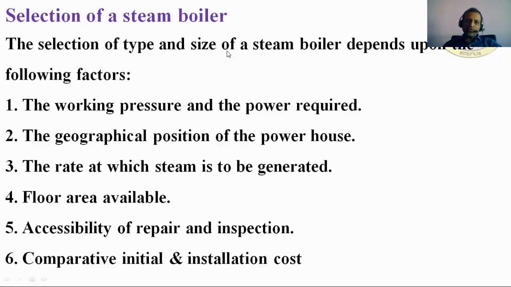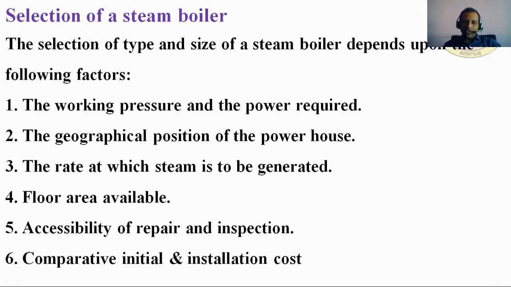The next, selection of a boiler. The selection of type and size of a steam boiler depends upon the following factors. These are the factors to be considered in the selection of a boiler. How are you going to select the boiler for your particular application? There are so many factors. The first factor is the working pressure and the power required. At how much pressure the boiler should work and how much output power you need. Based on that you need to select the boiler.